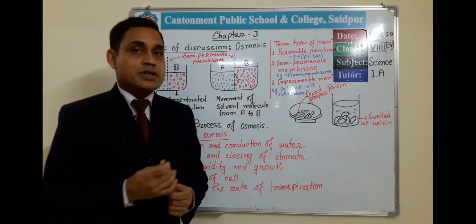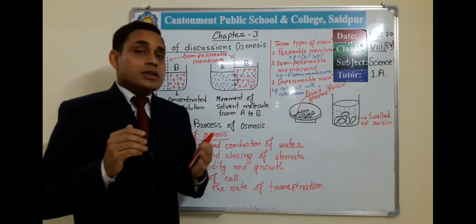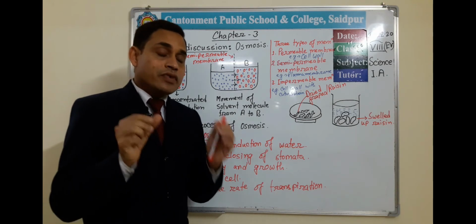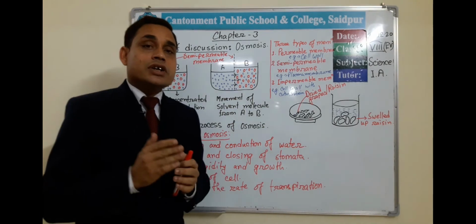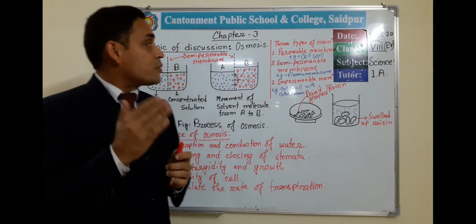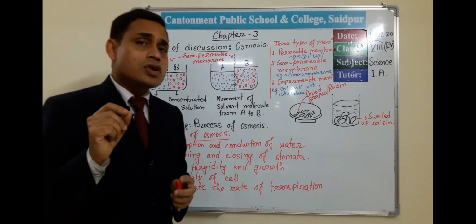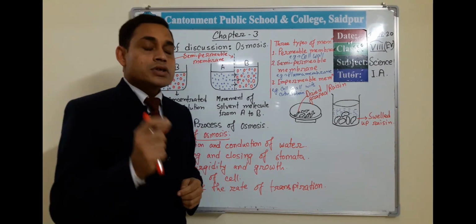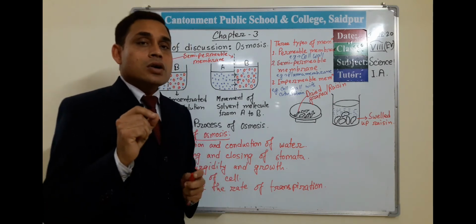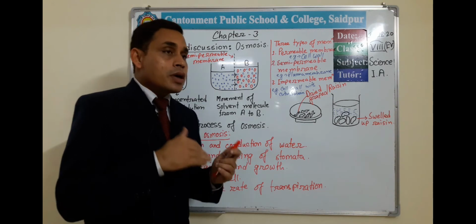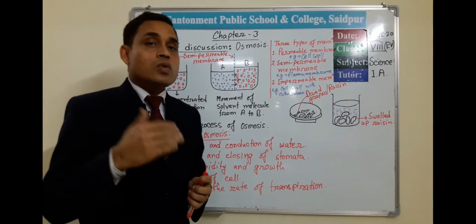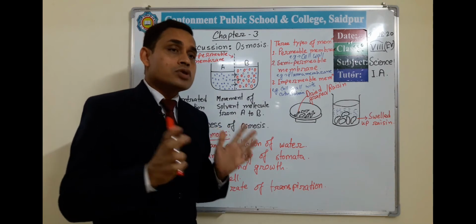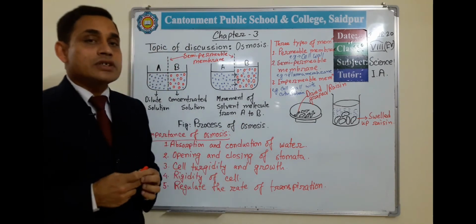So what is osmosis? We can define it as the biological process by which, when two differently concentrated solutions are separated by a semi-permeable membrane, only the solvent molecules pass from the lower concentrated solution to the higher concentrated solution. And how long does this transmission of water or solvent molecules continue? As long as the concentration of both solutions becomes equal. So this is the definition.